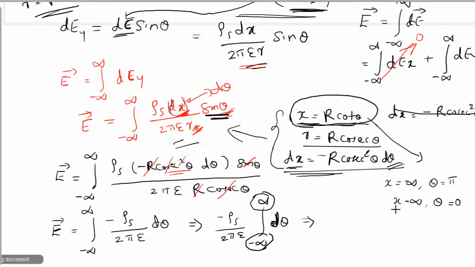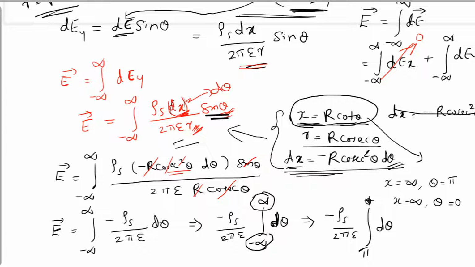I hope you know this. Okay. So because I have minus infinity equal to cot theta, theta is cot inverse of minus infinity. Cot inverse of minus infinity is pi, because when theta equals pi, I am going to get cot theta as minus infinity. That way also you can think. Okay. So similarly, x equal to infinity, theta will be 0. Okay. So please substitute these limits also here. So I'll rewrite this. This becomes minus rho s by 2 pi epsilon, limit: when it is minus infinity, it is pi, and for infinity, it is 0, d theta.